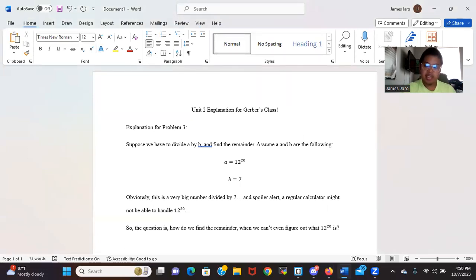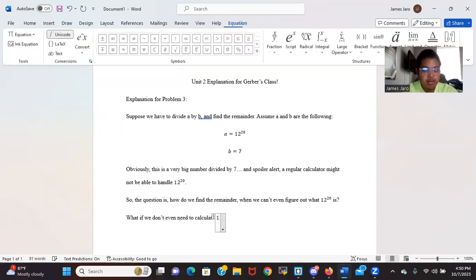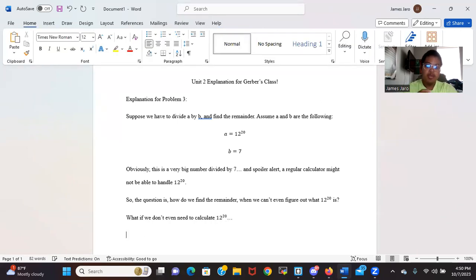And so that's the $1,000,000 question, right? And so what I propose to you guys is, what if we don't even need to calculate 12 to the 20th? What if there's a way to get around that fact? Maybe there's another way around having to multiply 20 times over and then divide that by 7. And luckily there is. And that's this concept called modulo. Let's introduce a concept called modulo.